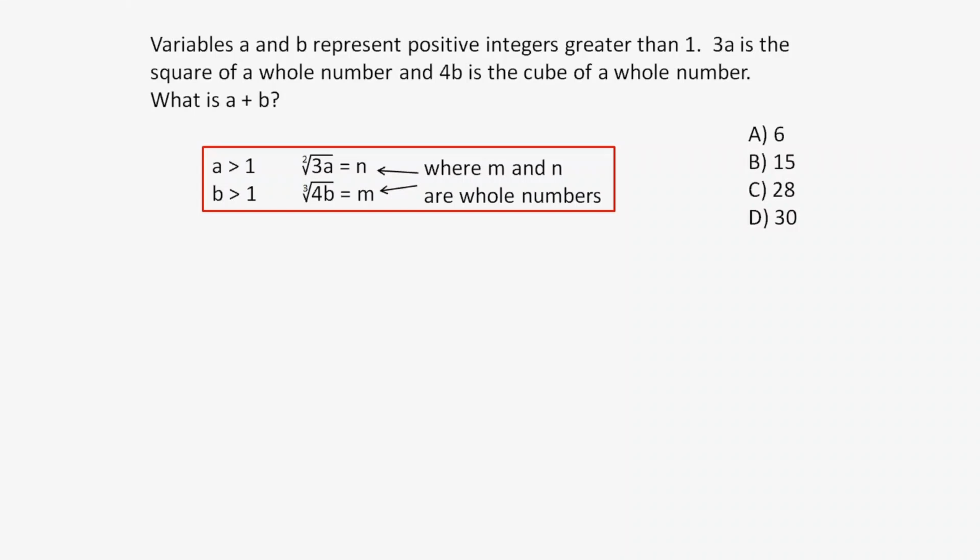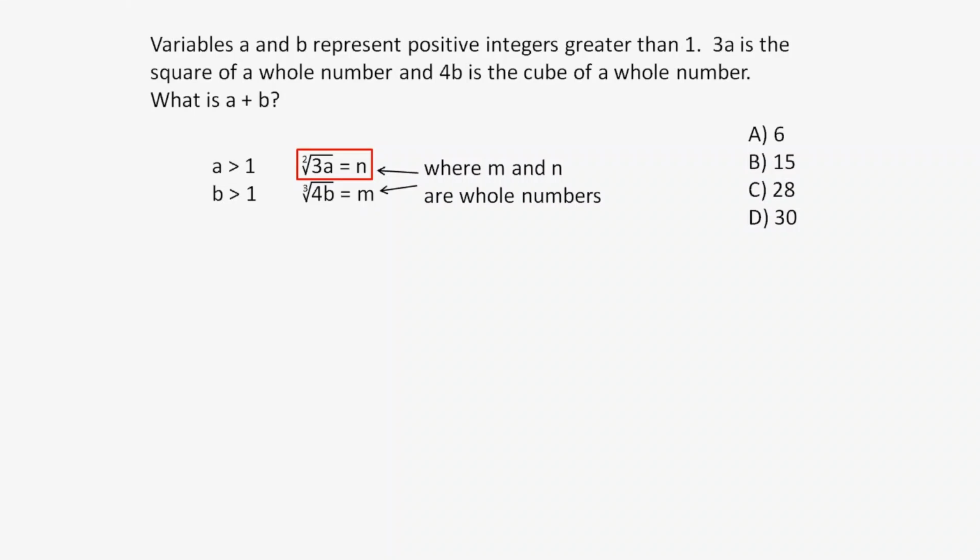Here's what we know. Since m and n are whole numbers, we should start with the whole numbers for m and n, then solve these radical expressions for a and b, searching for values of a and b that are integers greater than 1. Let's start with the first expression.